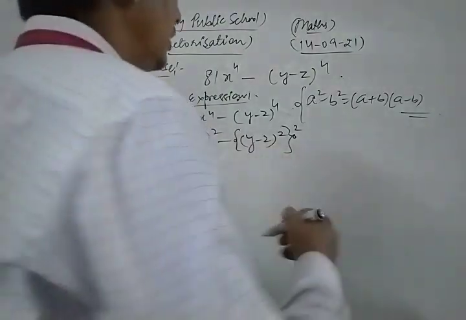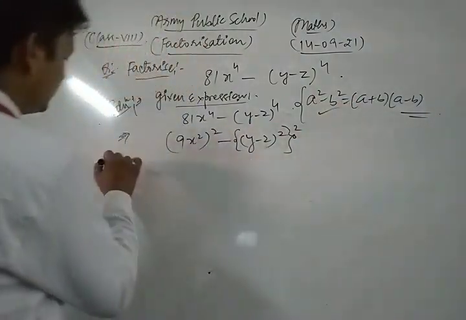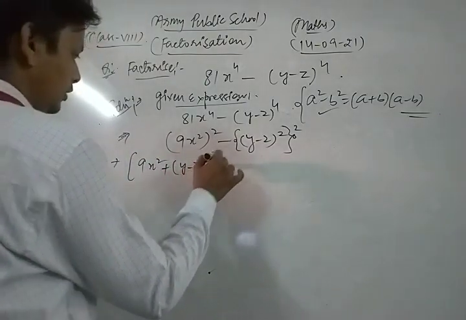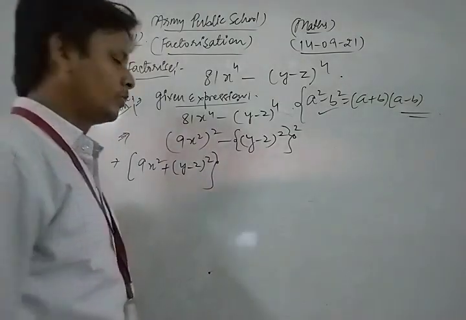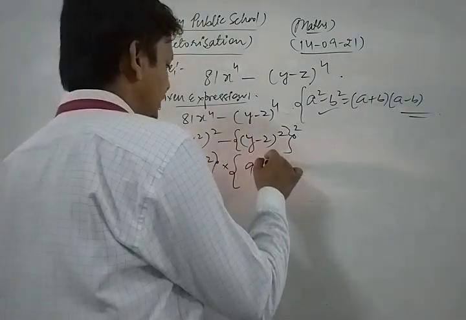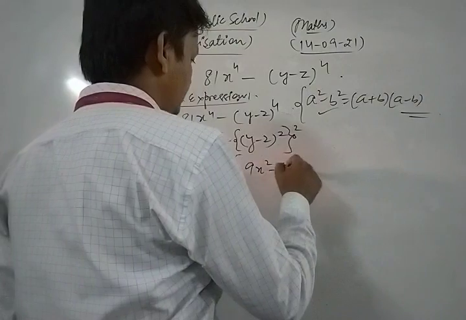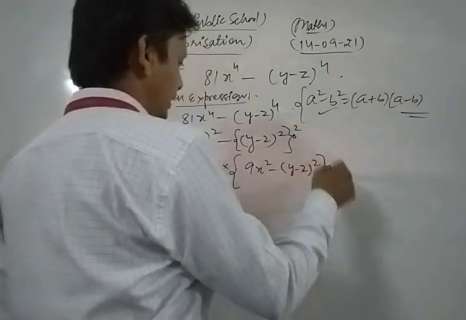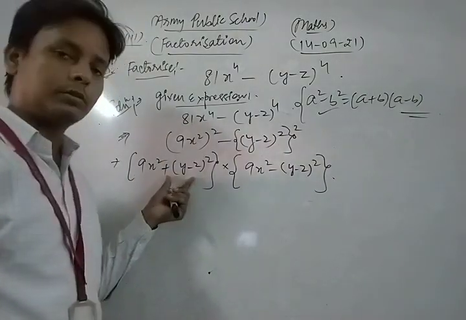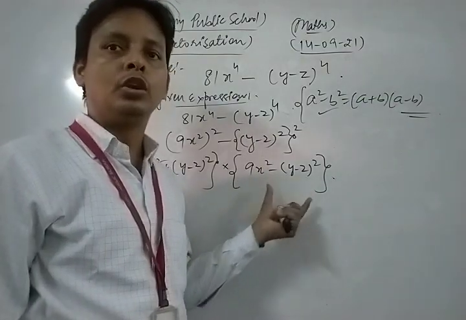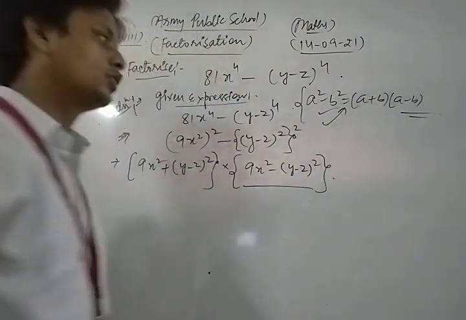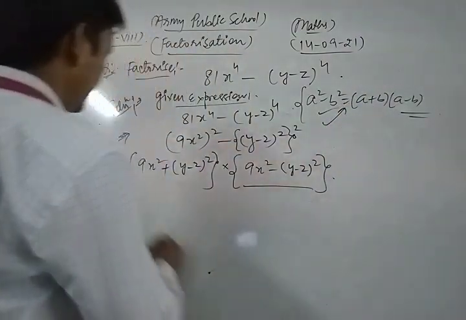Now we expand it using this identity. So look, a plus b in one bracket. So a plus b means 9x square plus (y minus z) whole square, and a minus b in another bracket. Now we don't know any identity related to a square plus b square, but we know a square minus b square. So we can expand these expressions using the identity a square minus b square.